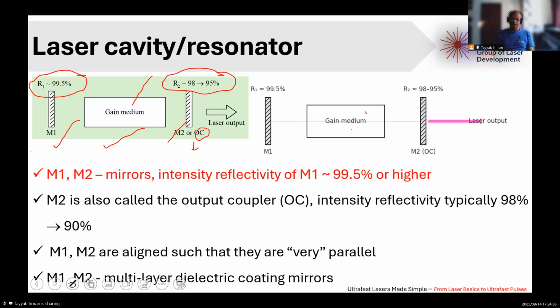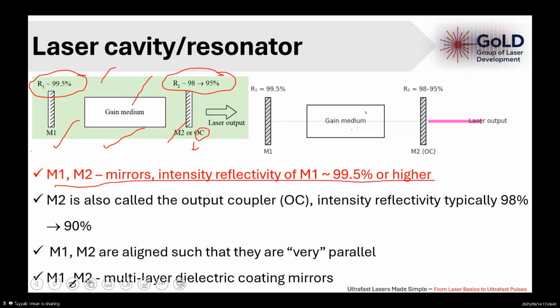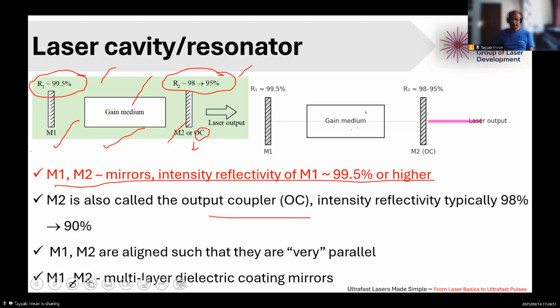What is written here, as I explained, is 99.5%, and here is 98 to 95%. Okay, so our output coupler. And as I mentioned, M1 and M2 are supposed to be very much parallel to each other. For a proper cavity, for a proper laser action, both these mirrors are supposed to be 100% parallel to each other, whether it's convex, concave, or plane mirrors.